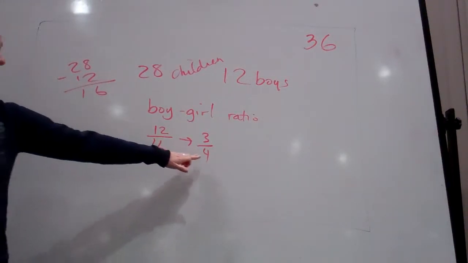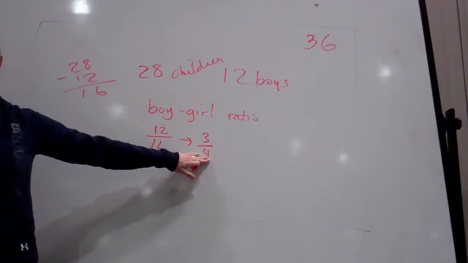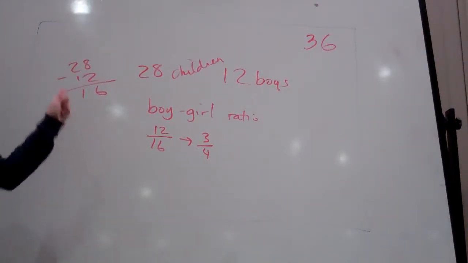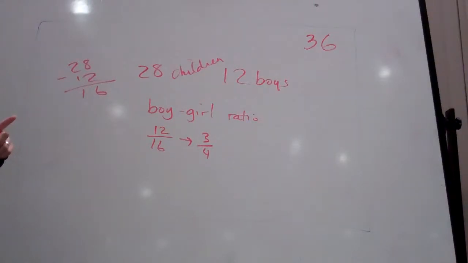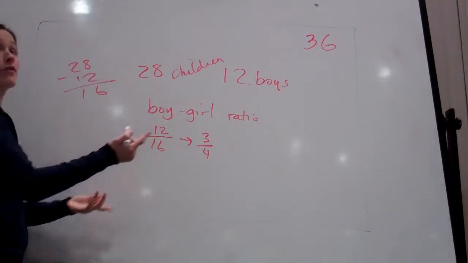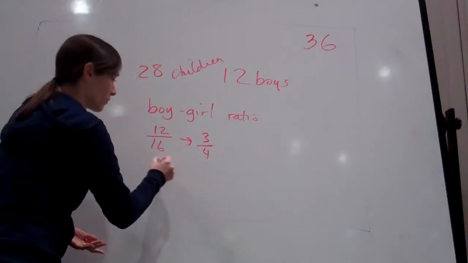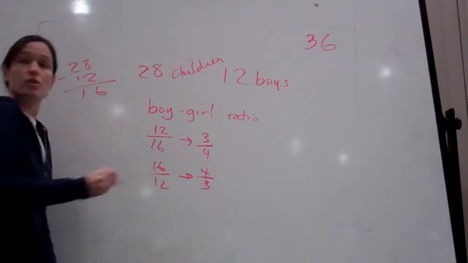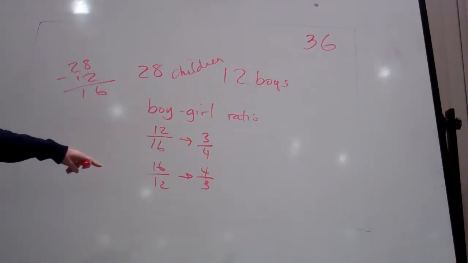Okay, so 3/4 would be our answer here, right? All right, now listen to this one. What is the girl to boy ratio? 16 over 12, which is the reciprocal, 4 thirds. Okay? Do I make that into a mixed number? No.